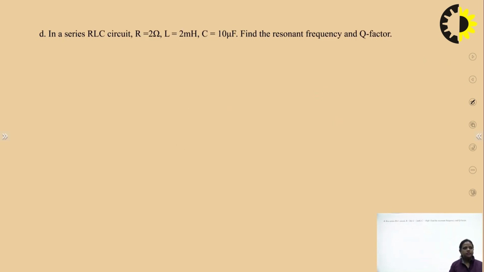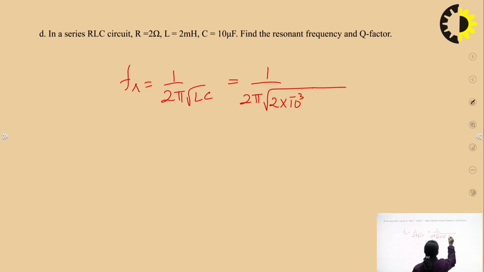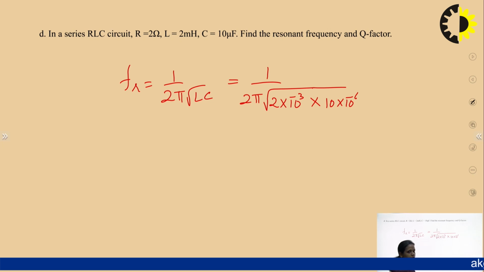Then question number D. In a series RLC circuit, R is equal to 2 ohm, L is equal to 2 millihenry and C is equal to 10 microfarad. Find the resonant frequency and quality factor. We know that for the series resonant circuit, the formula is fR equals 1 by 2 pi root LC. The values of L and C are given: L is 2 millihenry, so you write 2 into 10 power minus 3, and C is 10 microfarad, which is 10 into 10 power minus 6 farad. If you solve this, you will get the value of the resonant frequency.